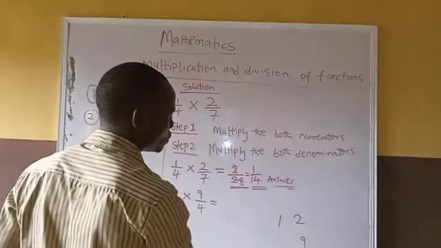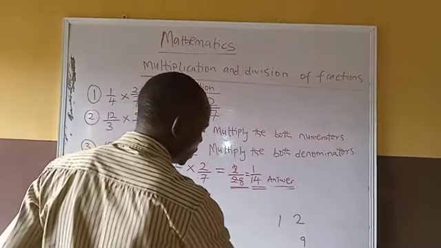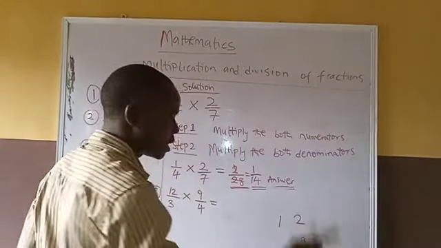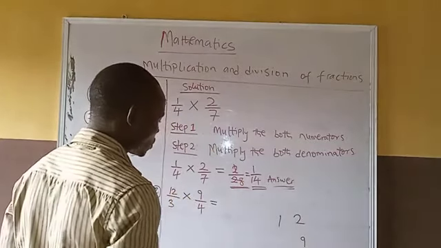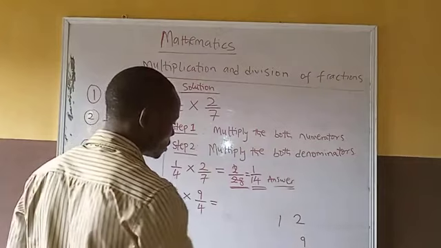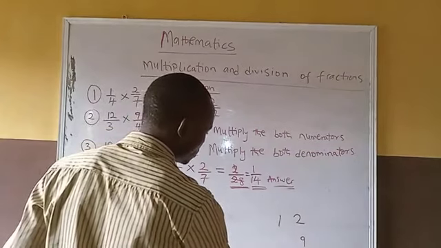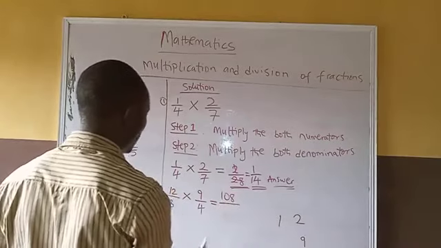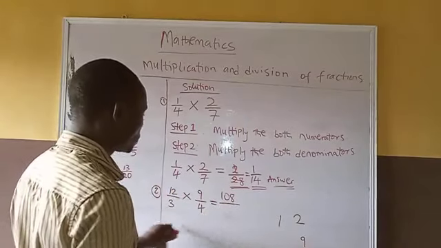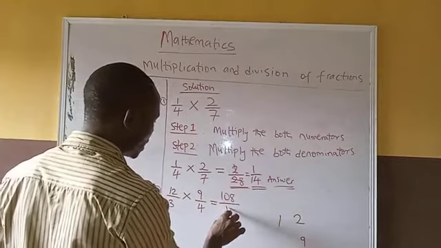9 times 2 will give us what? 18. You write your 8, carry 1. 9 times 1, 9, plus 1 will give us what? 10. That's 108. 108 over 3 times 4, 12, right? You now write 12.